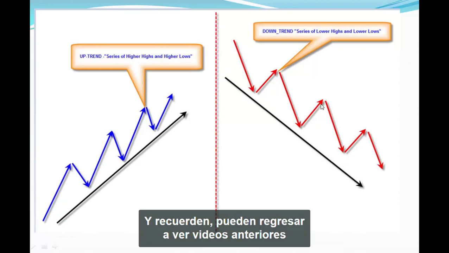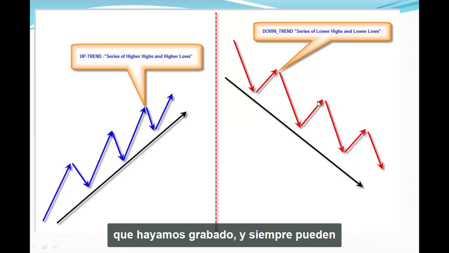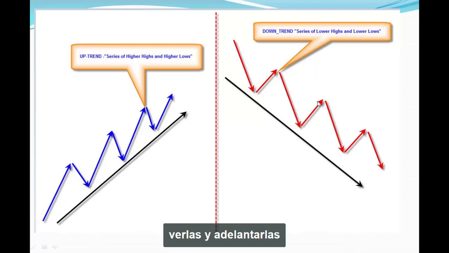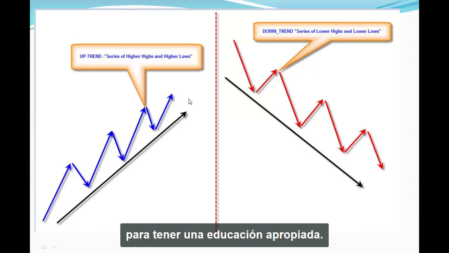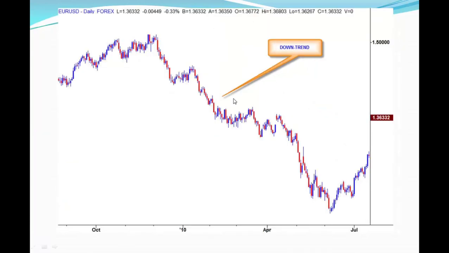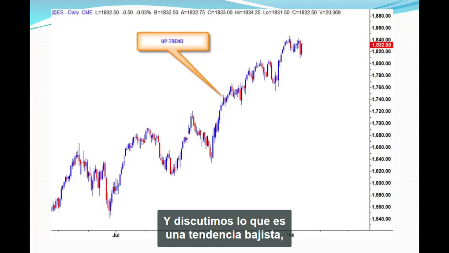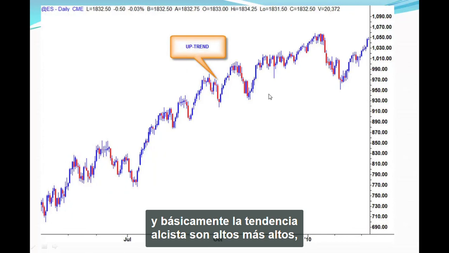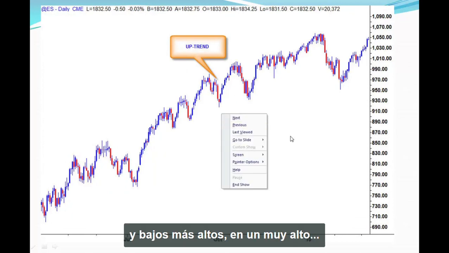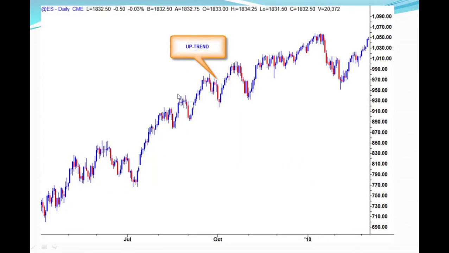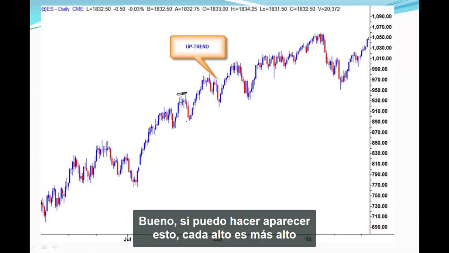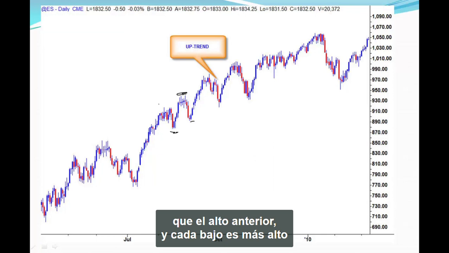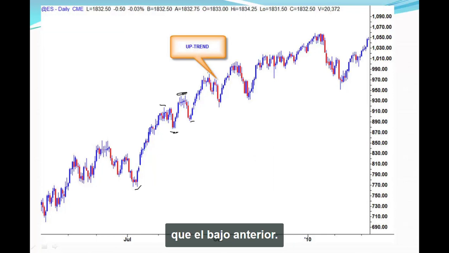And remember, you can go back to the prior videos that we recorded and go through them and advance forward to get your education proper. We discussed what a downtrend was. We discussed what an uptrend was. Basically, the uptrend is higher highs and higher lows. Every high is higher than the prior high, and every low is higher than the prior low. And that is what an uptrend is, or a trending market.